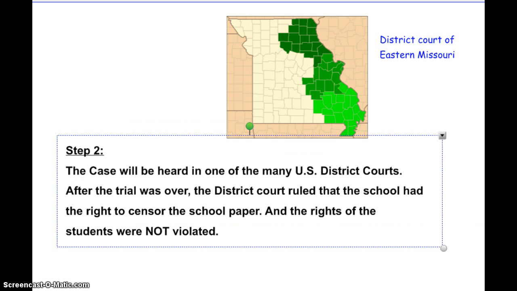Step two, the case went to the first level of courts, which is the U.S. District Courts. And the one for St. Louis is the Eastern District Court of Missouri. Basically, the students argued, and the school argued, and when the trial was over, the court was in favor of the school. They said the school does have the right to censor the school paper, and that the First Amendment rights of the students were not violated. So the school wins, the students lose.